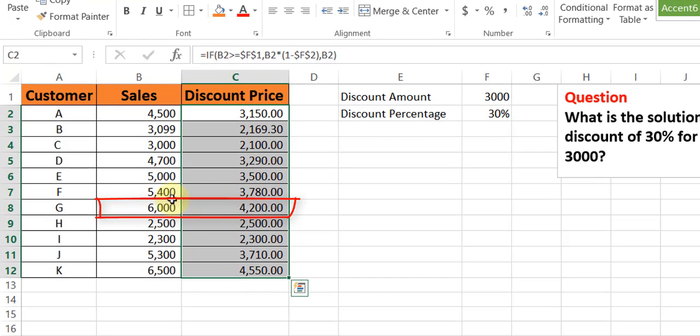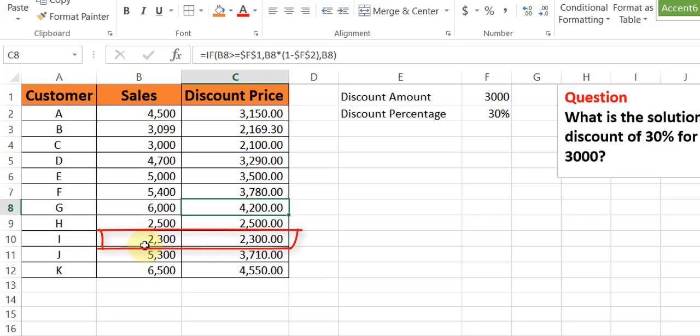What it means is that for the sales of 6,000, the person will really pay a price of 4,200. In a situation where the sales is 2,300, we see that since it's less than 3,000, it means no discount will be applied. So you can see that the discount price is still the same as the sales price.